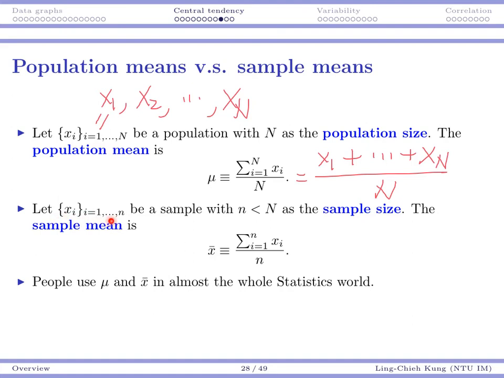If this is just a simple data set, we use small n to describe the sample size. In this case, the formula looks very similar, except that first we use small n instead of capital N to denote the sample size, and also we use x bar instead of mu to say this is a sample mean. Mu and x bar will be used throughout this semester as the notation for population mean and sample mean.